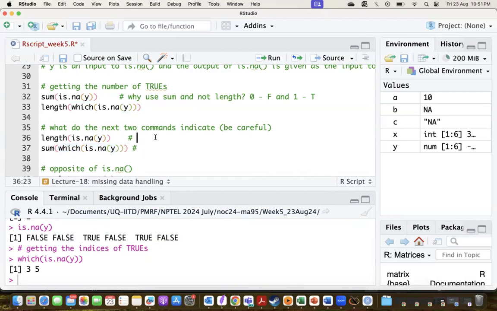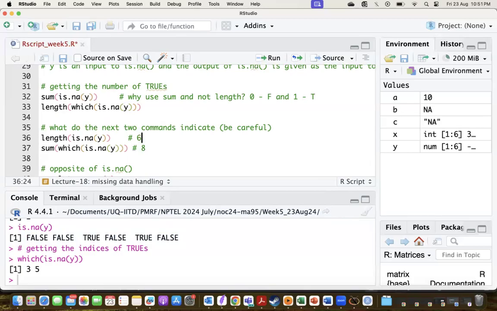8. Which one is 8? Sum of which is.na of y. This one, line number 37. Perfect. Okay. And what is this? Length of y. Okay. It's a 5. 6. Yes. Okay. I will do 6.